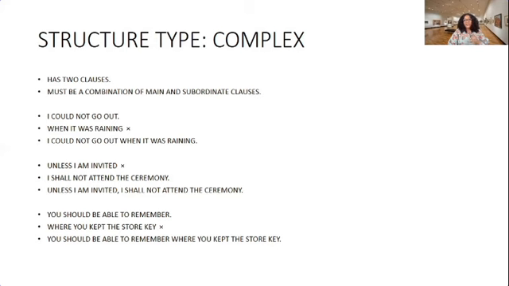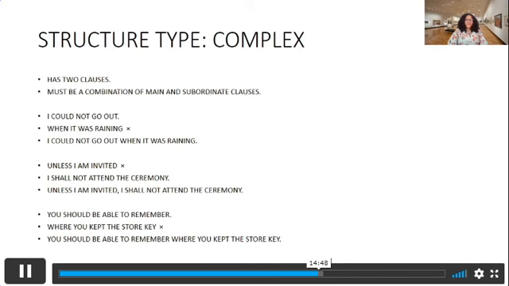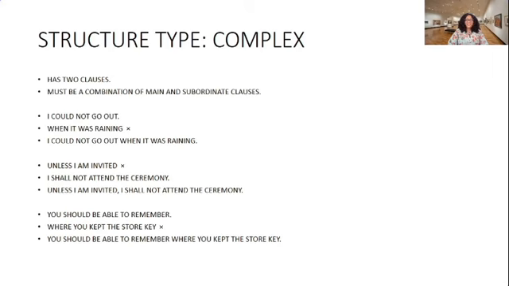Remember, a complex sentence is also made up of two clauses. One is a main clause, and the other is a subordinate clause. More examples on the screen. "Unless I'm invited," that's a clause which doesn't make complete sense, so it's a subordinate clause. "I shall not attend the ceremony," that's a main clause. Put together, "Unless I'm invited, I shall not attend the ceremony" gives us a perfect sentence, and it's a complex sentence made up of two clauses.